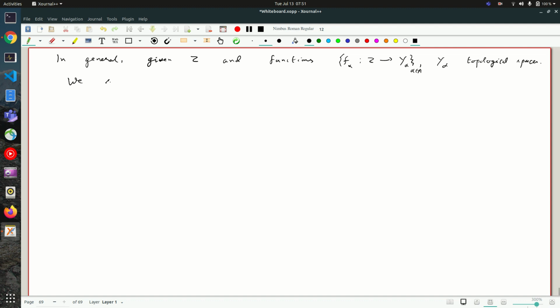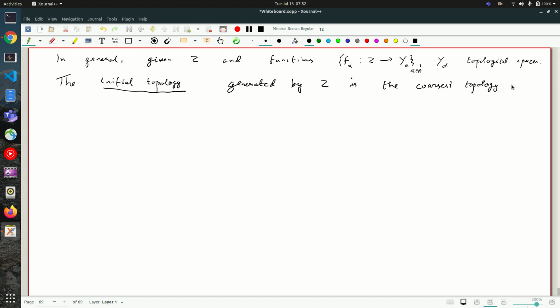We say, sorry, so the initial topology generated by Z is the coarsest topology on Z such that f alpha is continuous for all alpha.